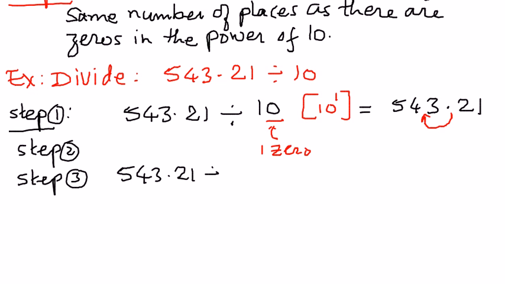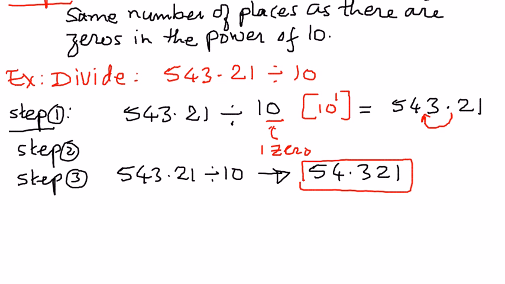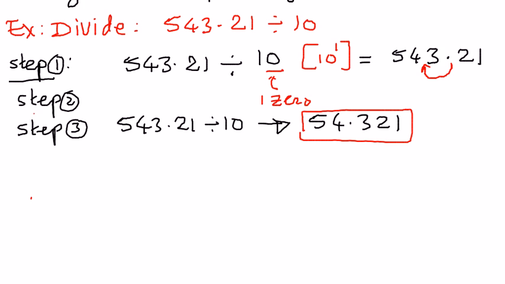543.21 divided by 10 is going to be equal to 54.321. So this is our answer. This is where we want to leave it. Okay, let's try with 100, a similar type of problem.